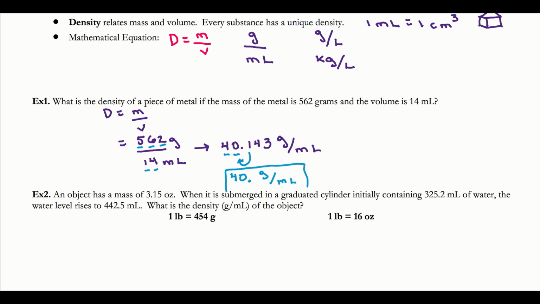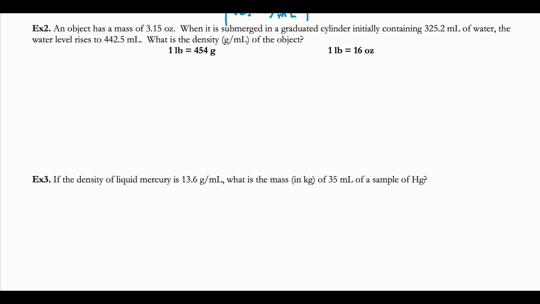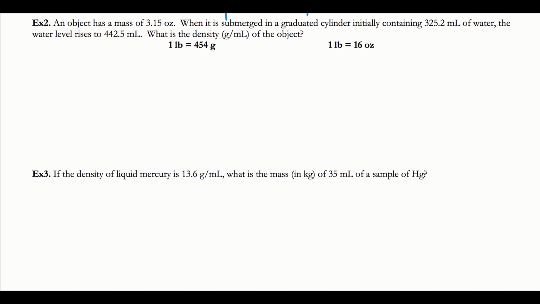Okay? Let's look at the next practice problem. An object has a mass of 3.15 ounces. When it is submerged in a graduated cylinder initially containing 325.2 mils of water, the water level rises to 442.5 mils. What is its density? So there are two different issues I have. The first, the mass I'm given is in ounces. And notice, based on the units for density, I want to get into grams. So I'm going to use the conversion factors I gave you here to figure out the mass. I'm going to do that in 1 second.